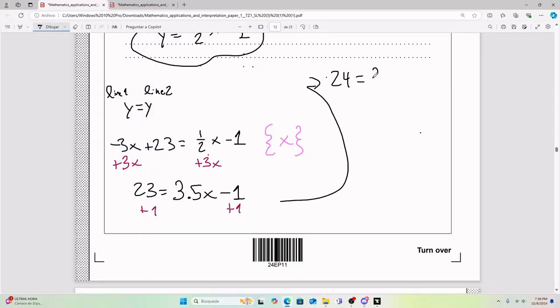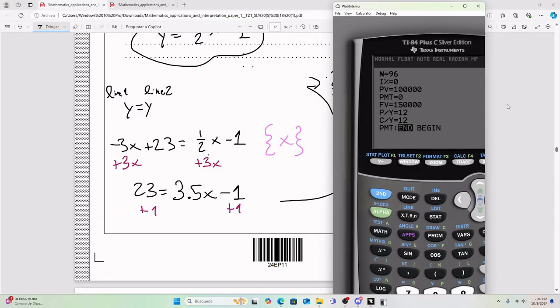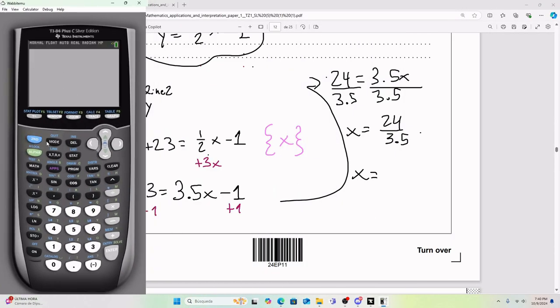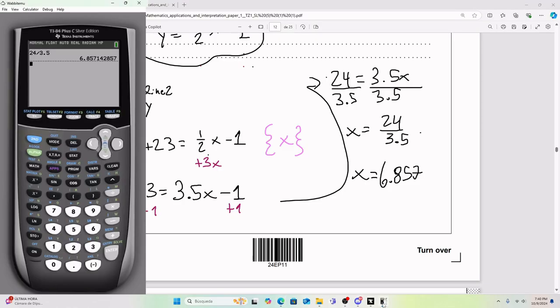24 equals 3.5x. So from here you want to solve for x, divide both sides by 3.5 in order to get x alone. So x has to equal 24 divided by 3.5. Now, I need to go get my calculator, so give me a second. So from here, we can go ahead and do 24 divided by 3.5. 24 divided by 3.5 will be giving me that. So x equals 6.857142.